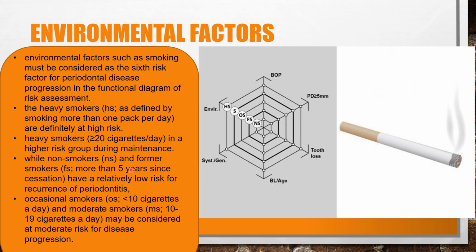Occasional smoker, that is the occasional smoker and smoker that is less than 10 cigarettes per day, and 10 to 19 is a smoker. Got it? So this is greater than 20 cigarettes per day. Here it is 10 to 19. If it is less than 19, it is the occasional smoker. Former smoker means at least more than 5 years. At least 5 years should be there after the cessation. And the non-smoker is considered the low risk category.